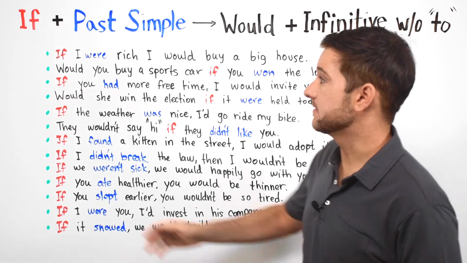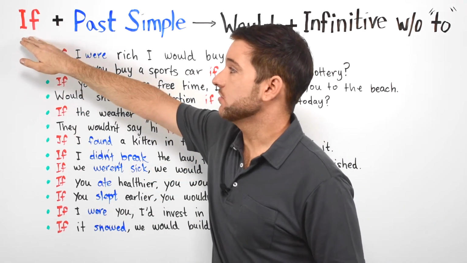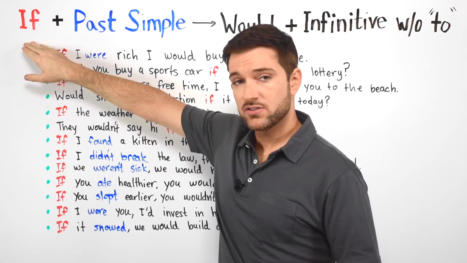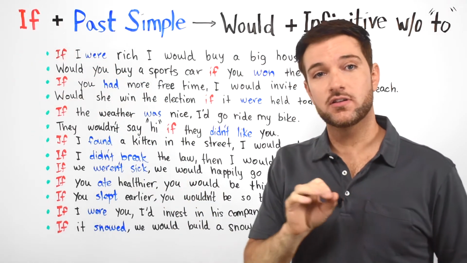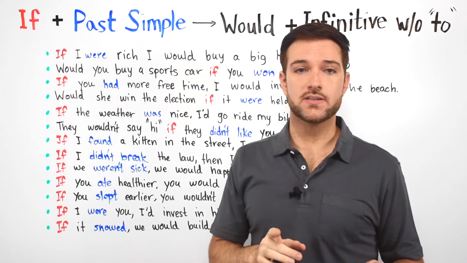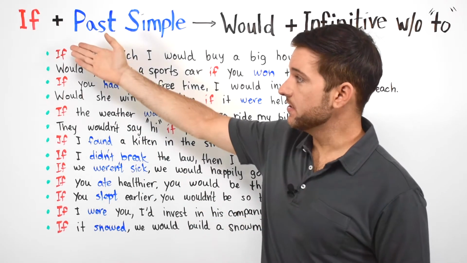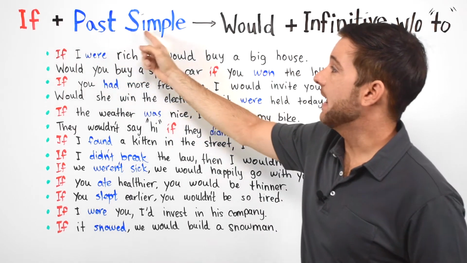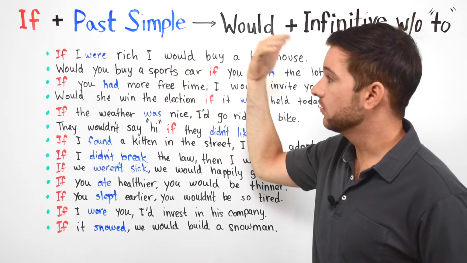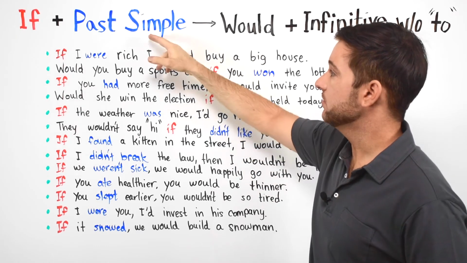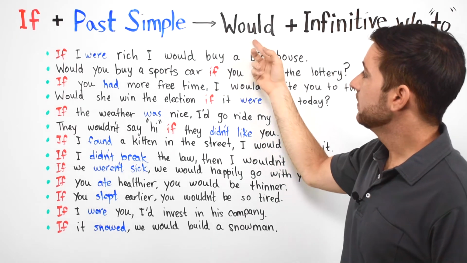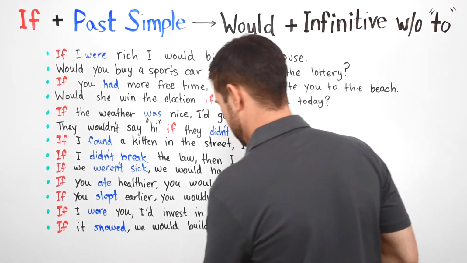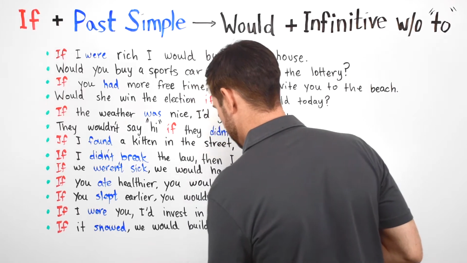All right, it looks like this. If, so you always start off with if, because remember, these conditionals are also called if clauses. So this conditional is an if clause. We start with if, and then you have the past simple, like in the other types we've learned too. And then you have the word would, and then you have the infinitive without the word to. Do you know what an infinitive is, guys?